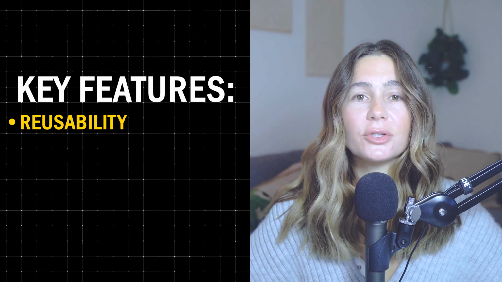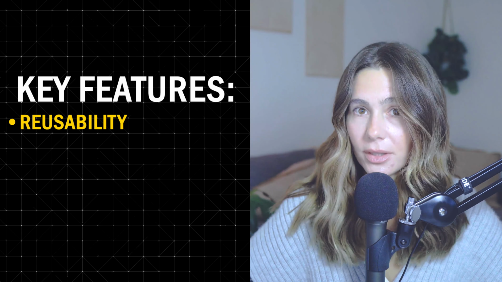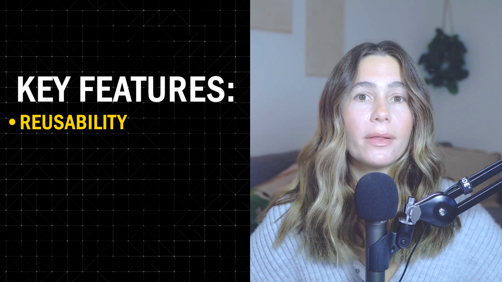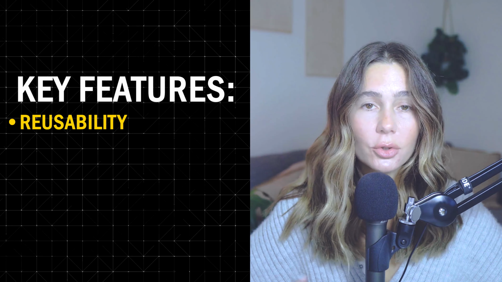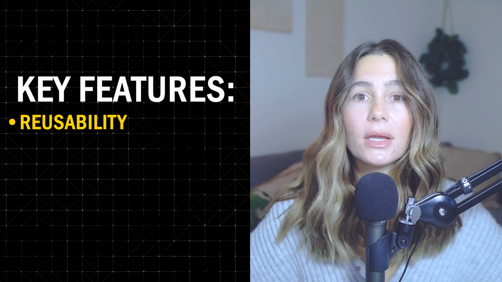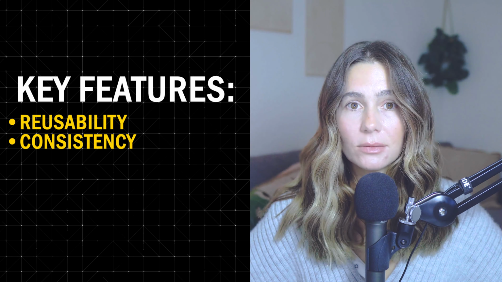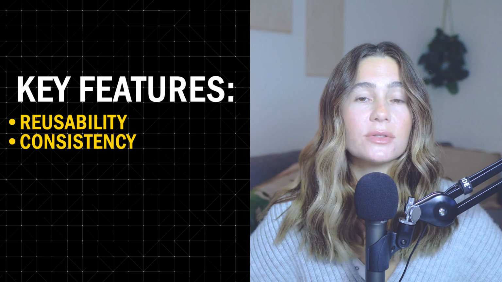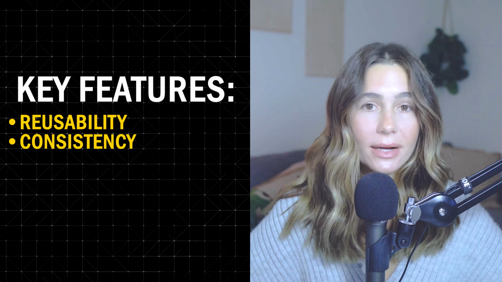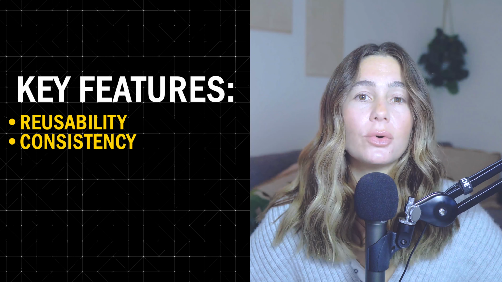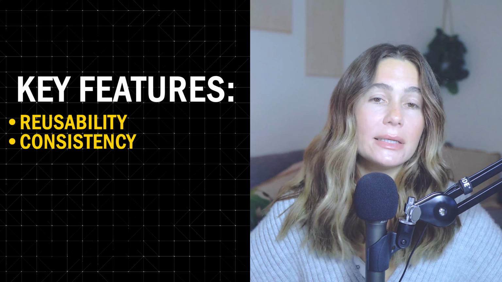Now let's talk about some of the key features. One of the biggest features of the template library is reusability. Once you build something that works, whether that's a page layout, an email structure, or an automation flow, you can save it and reuse it as many times as you want. Another key feature is consistency. When you reuse templates, your systems follow the same logic and structure every time. This makes them easier to manage, easier to troubleshoot, and easier to scale.